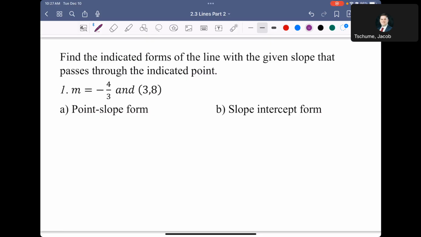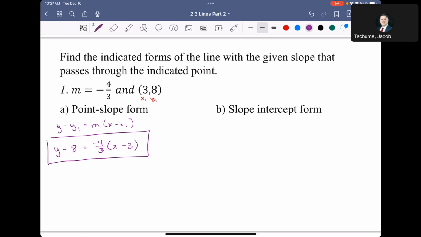So let's start with point slope form. The formula I gave y'all a little bit earlier was y minus y1 equals m times x minus x1. Now, in the original problem, obviously you can see that your slope is labeled, and then your point, the (3, 8), is going to be our point x1, y1. We're going to plug those three numbers into our point slope form. So that would be y minus 8 equals my slope of -4/3 times x minus 3. And so there is your answer to part A. That is the point slope form of a line.